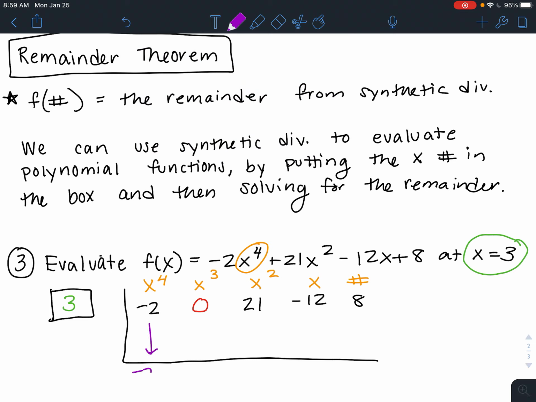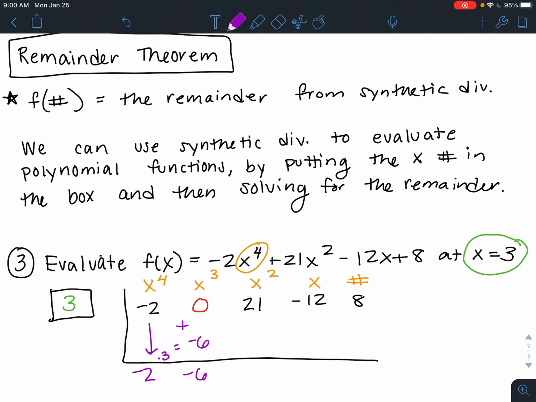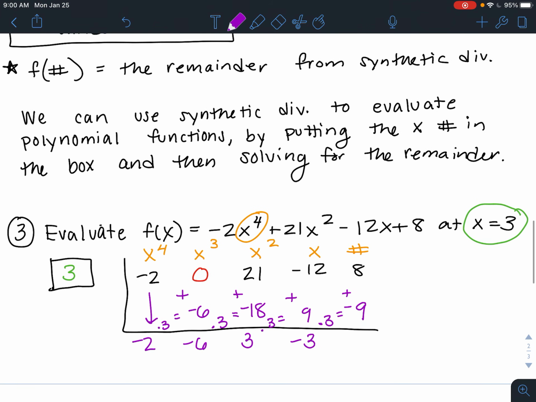So I'm going to pull down my negative 2. Negative 2 times 3 is negative 6. If I add down, right, 0 plus negative 6 is going to be negative 6. Negative 6 times 3 is negative 18. 21 minus 18 is 3. 3 times 3 is going to give me 9. Negative 12 plus 9 is negative 3. Negative 3 times 3 is negative 9. And adding down again, 8 plus negative 9 is negative 1. So that's what I'm looking for.